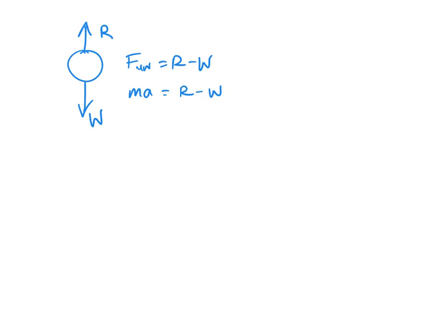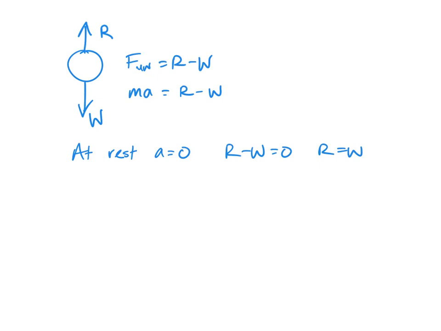And basically what we can do is look at common situations then. If you're at rest, then A is equal to 0. So if we look at that formula there, if A is equal to 0, then MA is 0, i.e. R minus W equals 0. Or rearranging that, we get R equals W.